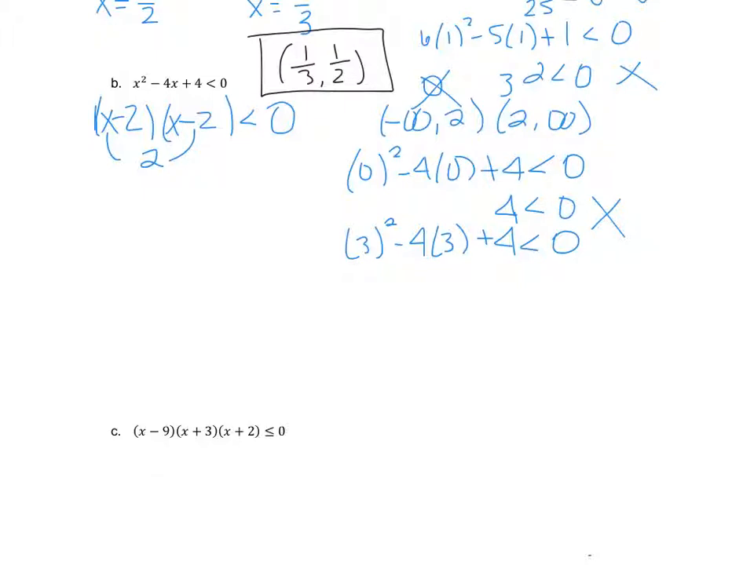And we get 1 is less than 0, which is also a false statement. So in this case, I have no intervals that work, so therefore you're going to write no solution. Another way you could write no solution is that symbol.